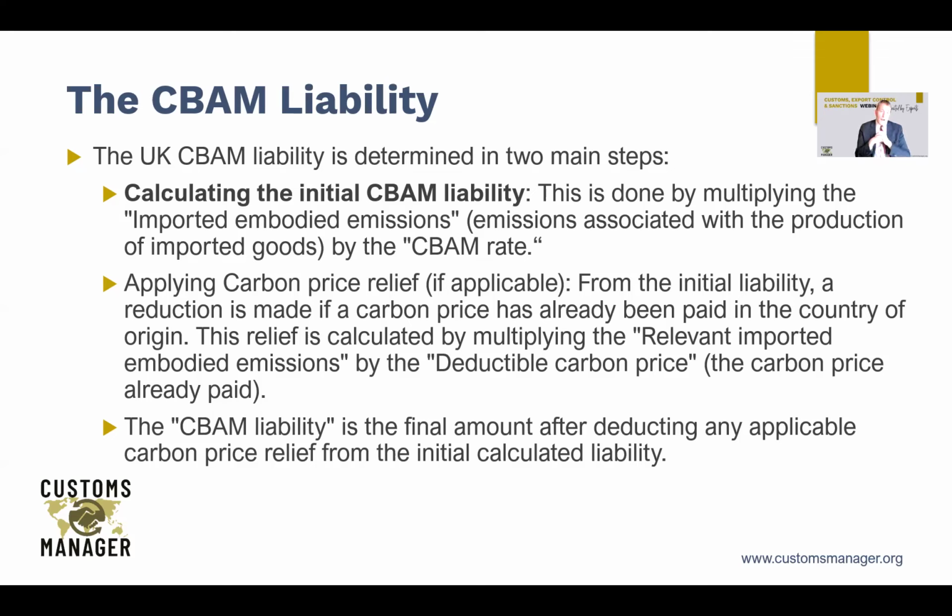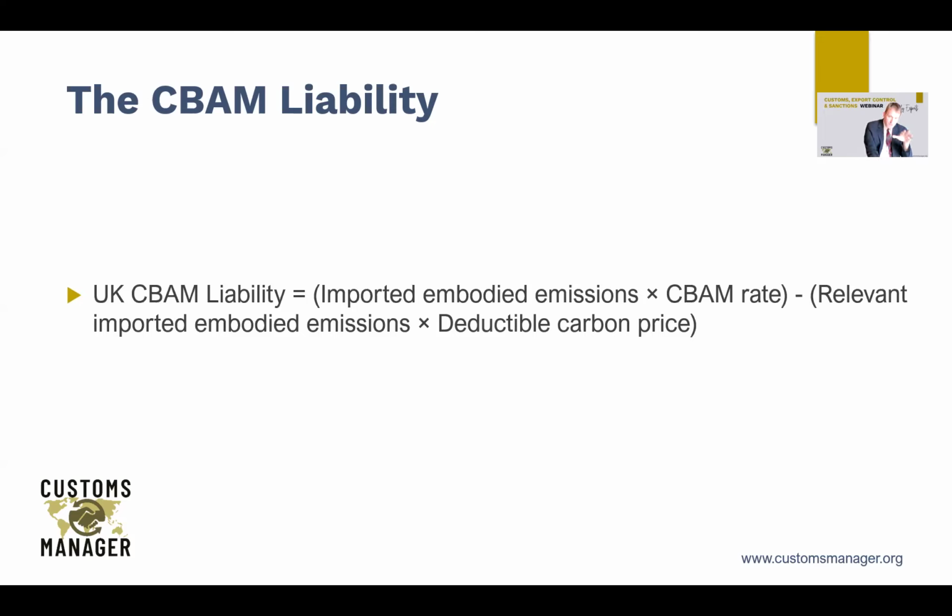Boom. And then, applying the carbon price relief, you can make a reduction. The relief is calculated by multiplying the relevant imported embodied emissions by the deductible carbon price. And so that then gives you the CBAM liability, which is the final amount after deducting any applicable carbon price relief from the initially calculated liability. So step 1, get the initial liability. Step 2, apply carbon price relief onto that result to get the final carbon liability.